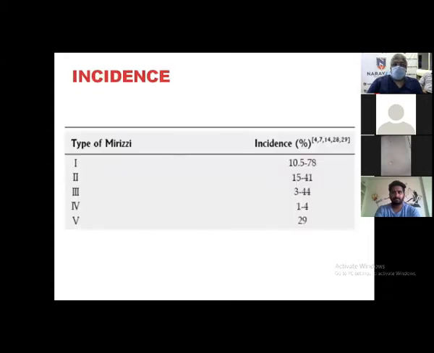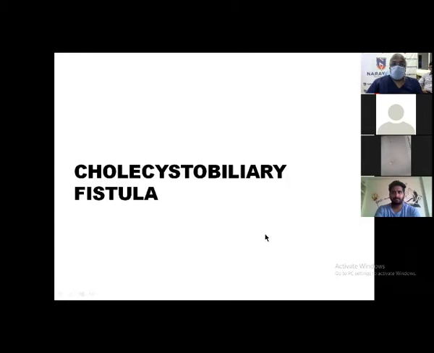This is the rate of occurrence: about 11 to 75 percent is type 1 Mirizzi, 15 to 41 percent is type 2 Mirizzi, 3 to 44 percent is type 3, type 4 is 1 to 4 percent, and type 5 is 29 percent. Cholecystobiliary fistula.